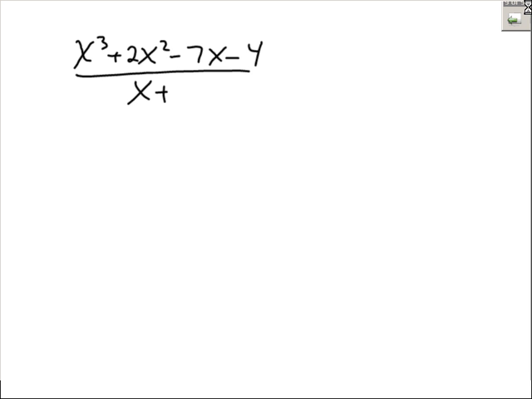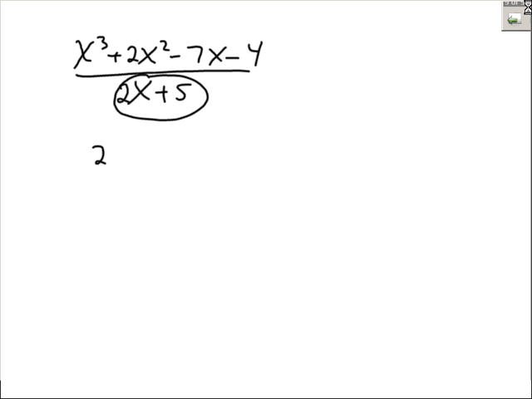Suppose you were asked to do x cubed plus 2x squared minus 7x minus 4, and you want to divide this by x plus 5. You can do this by long division, and since the bottom is linear, first degree, you can do it by synthetic division. In fact, since we haven't done it yet, what if we have a number other than 1 in front of x? What if we have 2x plus 5?